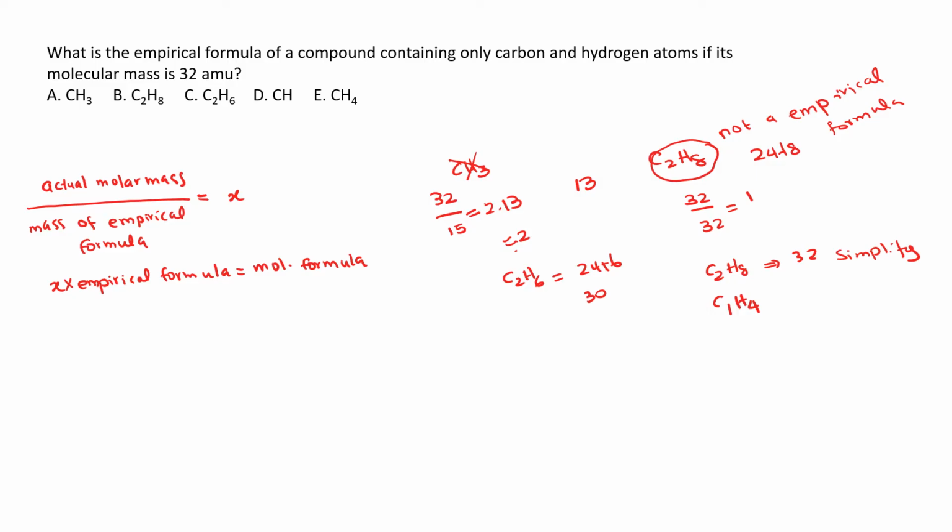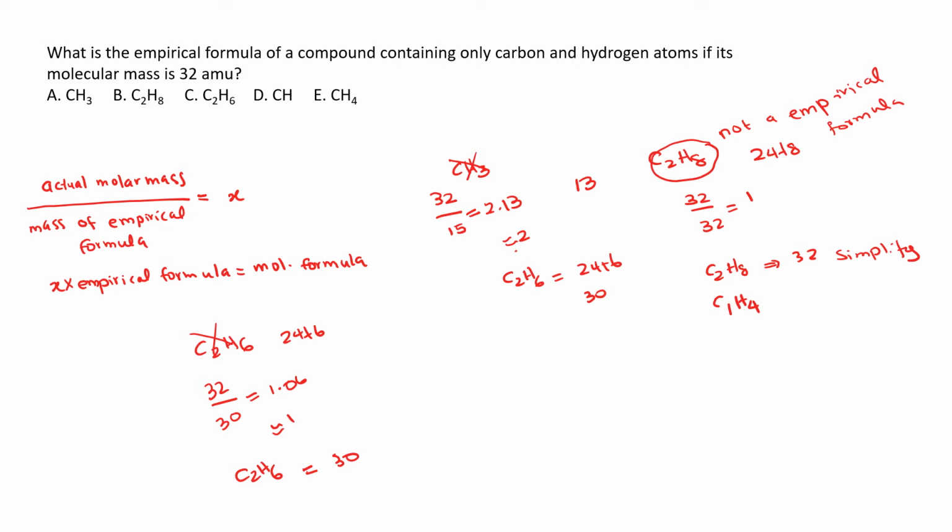So 1 times C2H8 is C2H8, and we can calculate the mass. Carbon has 12, and then H8 has 8. 12 times 2 plus 8 is 32. However, let's keep in mind that we got the correct AMU, but it's not the empirical formula. So let's go further and find out whether there's a perfect match for this.